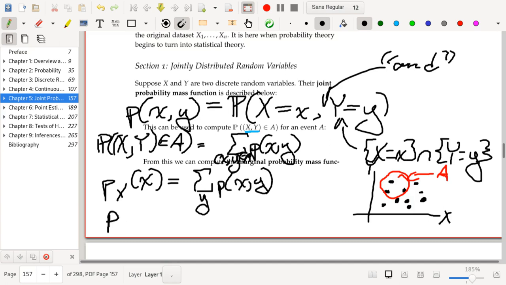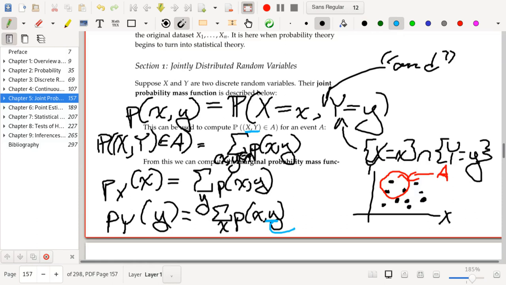And to get the marginal probability mass function for Y, that's going to be the sum of the probability mass function over X, or across X for that particular Y. So you should probably say that in this situation, the Y value is fixed. It isn't changing, and in this situation, the X value is fixed.